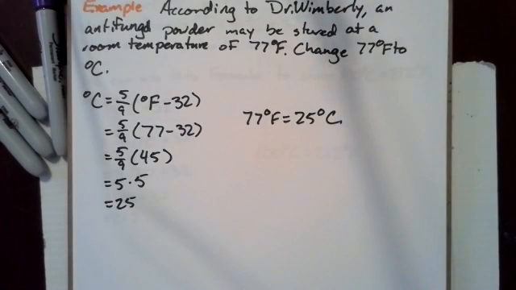In this example, according to Dr. Wimberly, an antifungal powder may be stored at a room temperature of 77 degrees Fahrenheit. Change 77 degrees Fahrenheit to degrees Celsius. So we use our same formula, degrees Celsius equals 5/9 times degrees Fahrenheit minus 32. So 5/9 times 77 minus 32 is 5/9 times 45, which is 5 times 5, which is 25. So 77 degrees Fahrenheit is equal to 25 degrees Celsius.